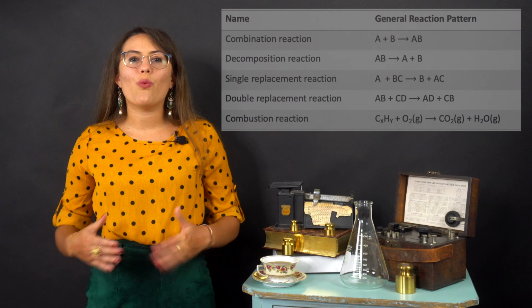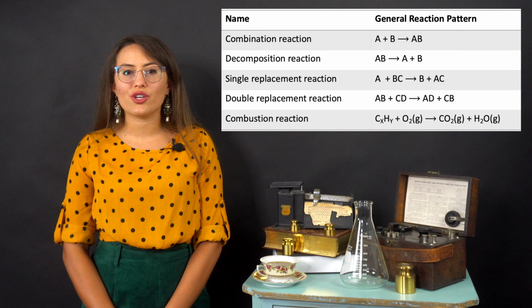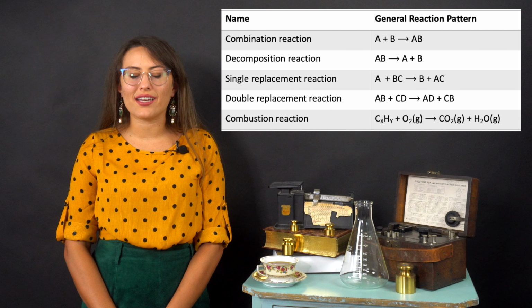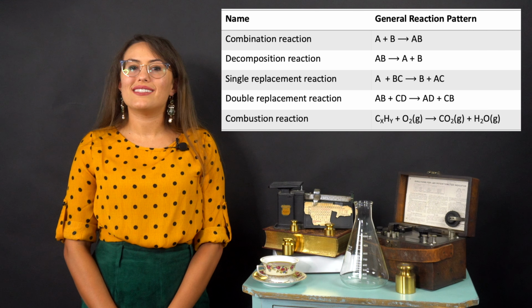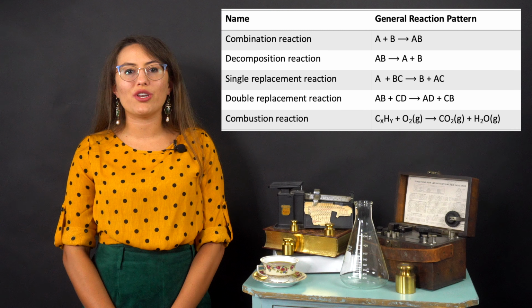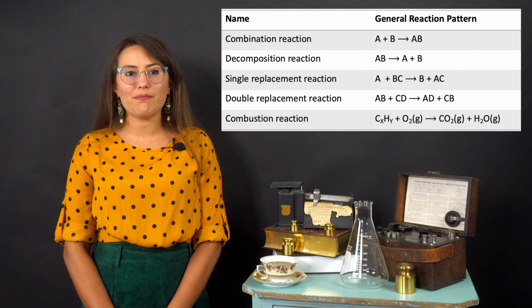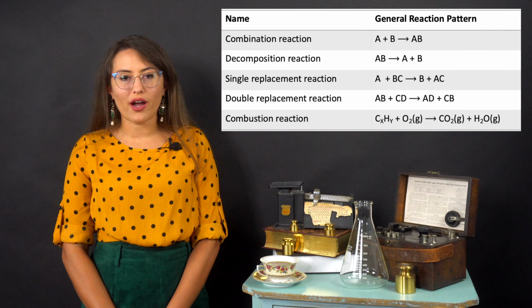Continuing on with chemical reactions, we have different types of reactions that are commonly found, which are combination, decomposition, single and double replacement, and combustion reactions. When dealing with a combination reaction, this occurs when you have 2 reactants that combine to form a single product. Decomposition reactions occur when you have a single reactant that decomposes to form 2 or more products.